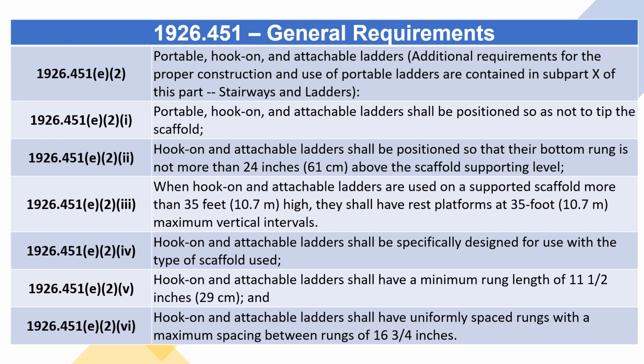When hook-on and attachable ladders are used on a supported scaffold more than 35 feet (10.7 meters) high, they shall have rest platforms at 35 foot (10.7 m) maximum vertical intervals. Hook-on and attachable ladders shall be specifically designed for use with the type of scaffold used. Hook-on and attachable ladders shall have a minimum rung length of 11.5 inches (29 centimeters), and shall have uniformly spaced rungs with a maximum spacing between rungs of 16 3/4 inches.